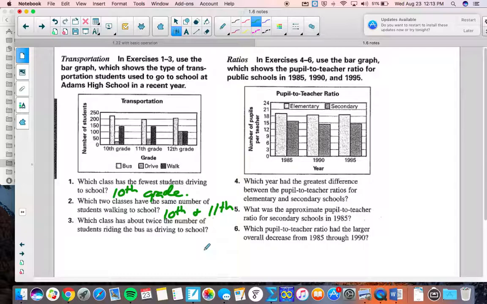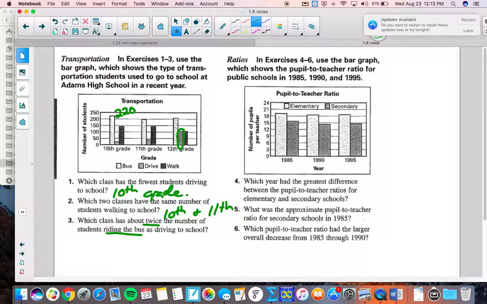Which class has about twice the number of students riding the bus as driving? So we're looking for riding. They have twice as many riders. So riding, the bus, is the light one. Which class's light bar is twice as tall as a class's dark bar? So I'm going to just guess that that's like 220. So I'm looking for something that's like 110, and that looks like it's right about there. Driving is not the darkest one, it's the middle one, right there.